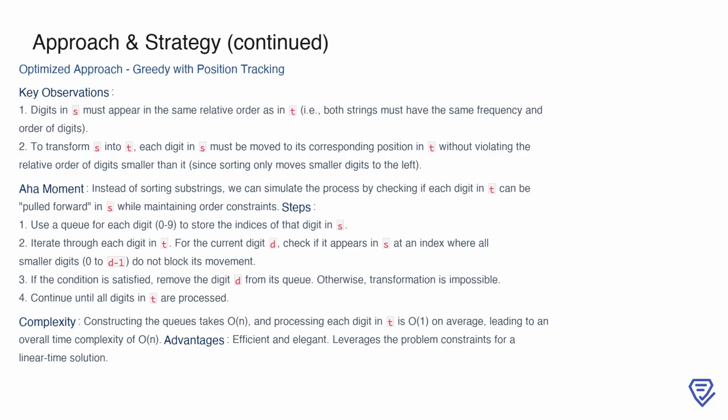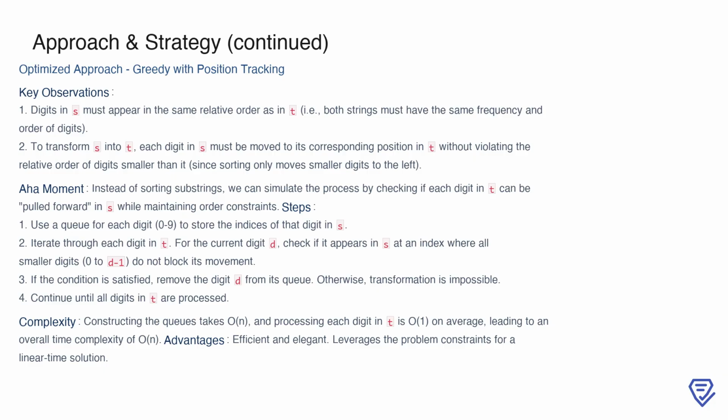This means that both strings must have identical frequencies of each digit, and the order of digits in S must respect the order in T. The second observation is that when transforming S to T, each digit in S must move to its position in T without disrupting the relative order of smaller digits to its left. With these insights, we can simulate the transformation process without explicitly sorting substrings.